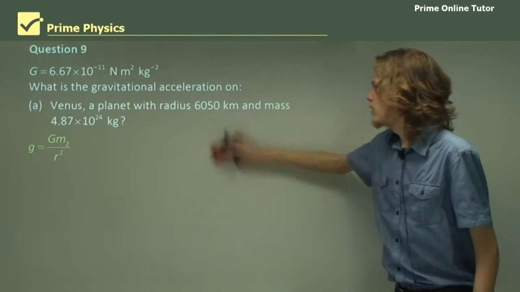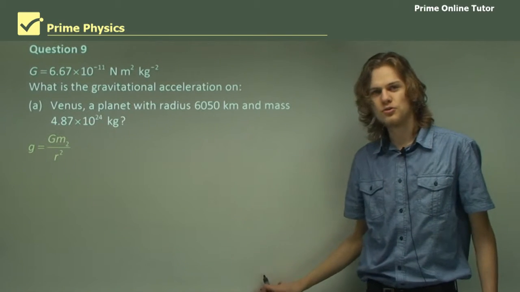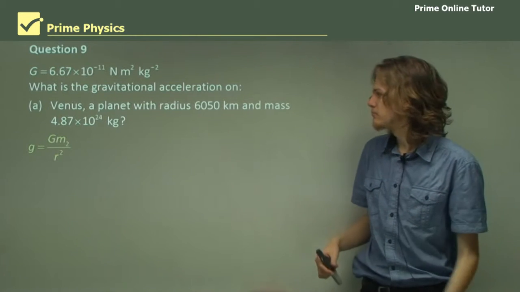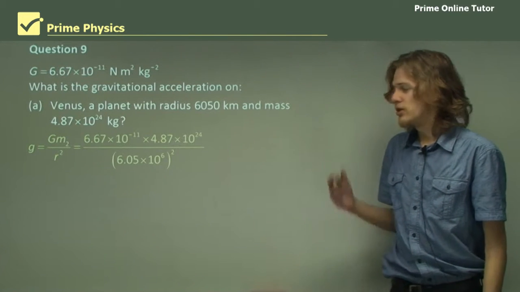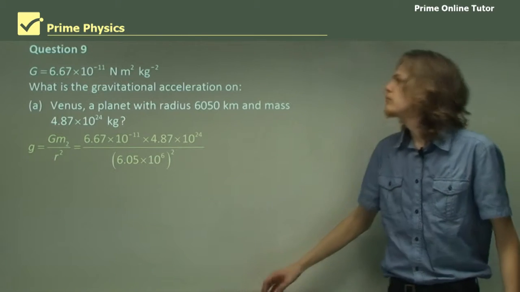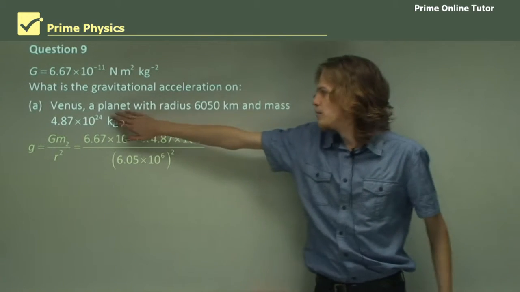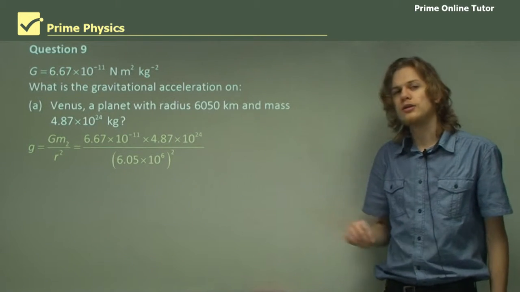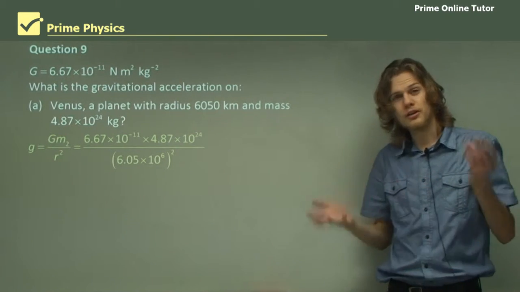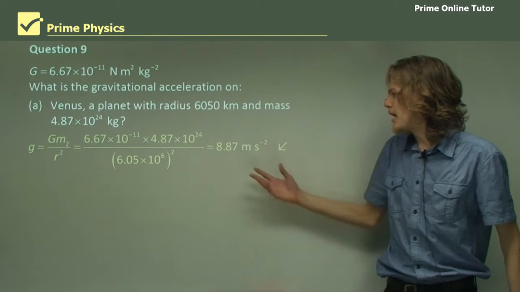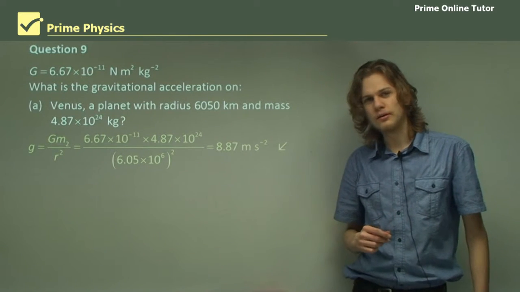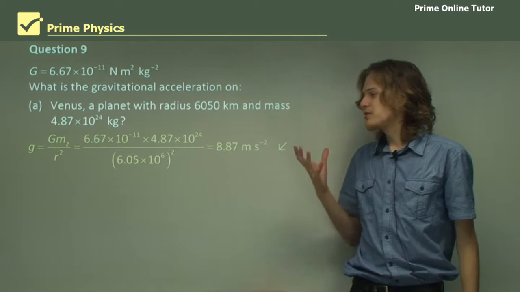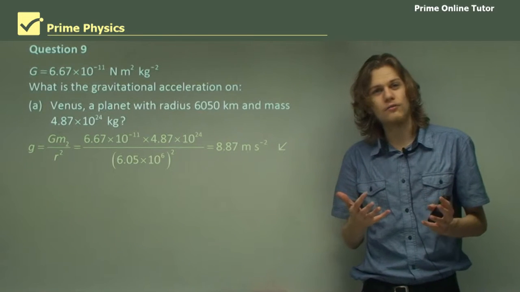So gravitational acceleration equals G m2 over r squared. And we can just derive that from the law of universal gravitation. So we can substitute in these values, capital G, m2, and r. And now our equation looks something like this. We can use a calculator to evaluate that. It'll turn out to be 8.87 meters per second squared, which is fairly close to the gravity of Earth. It turns out that Venus has a similar radius and a similar mass to that of Earth.